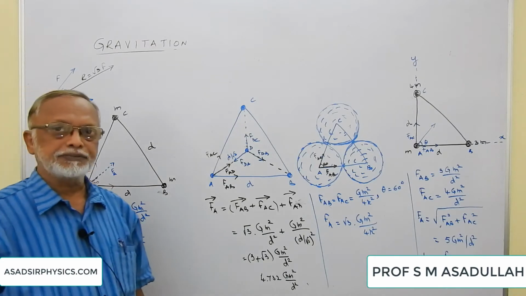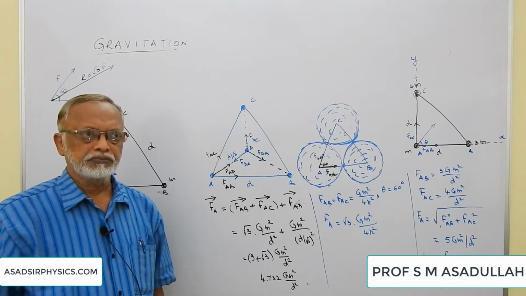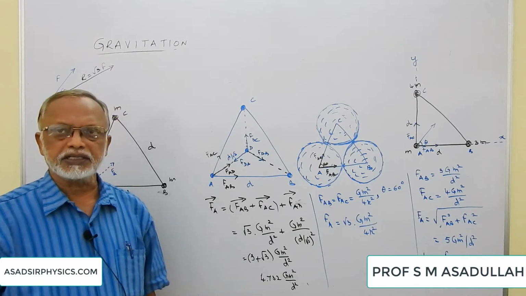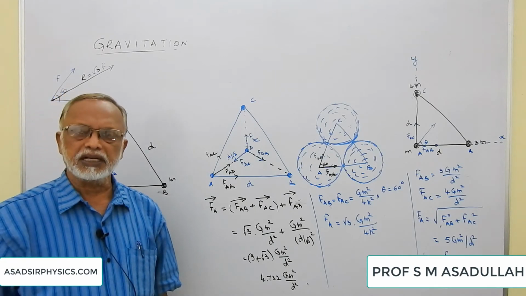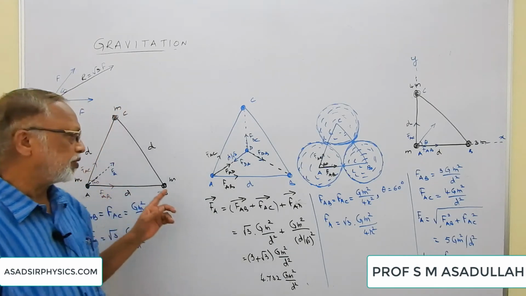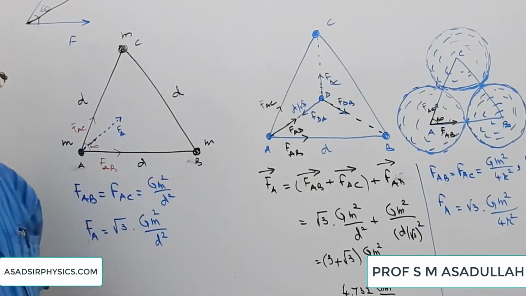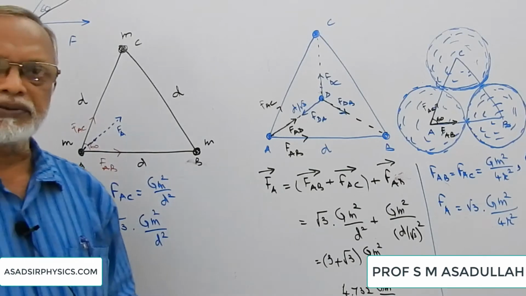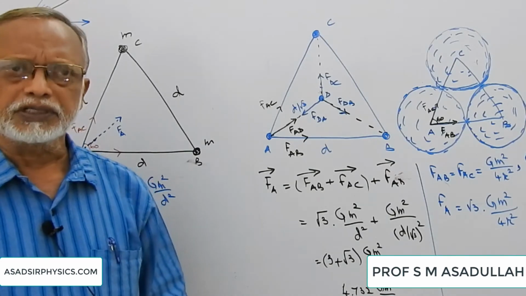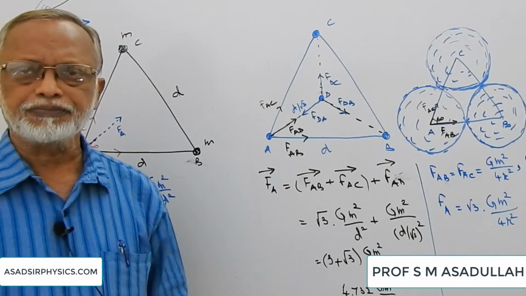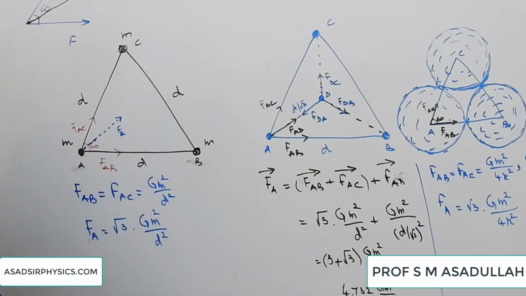Now let us consider three bodies spread in a plane. They form the three vertices of a triangle. To get the concept clear, let us take three bodies, each of mass m, present at the corners of an equilateral triangle. You can take any triangle, there is no problem. First of all, we have to understand it clearly. So let us take an equilateral triangle of side d.